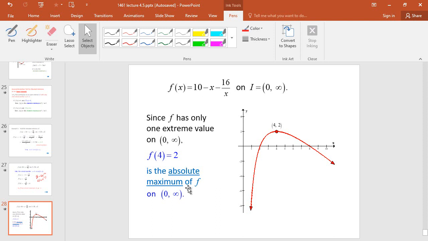This is the absolute max of f on this interval, and you can see that's the case. From 0 to infinity, this is the graph of f, and right at 4 we have the absolute maximum. So the idea is that in this open interval there is only one critical point, and at that critical point we have a local max, but then we have to have the absolute max there as well, because if we didn't, then we would be having another critical point.